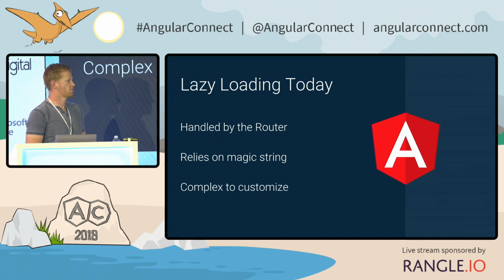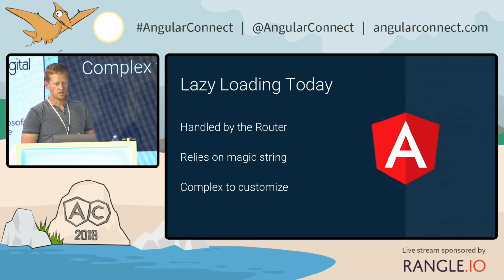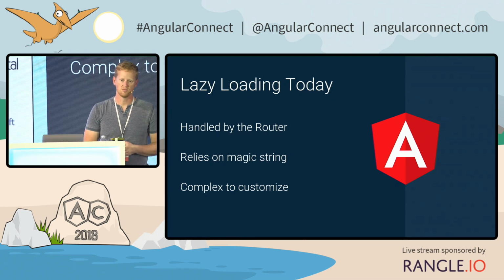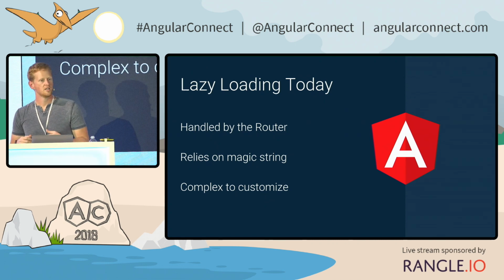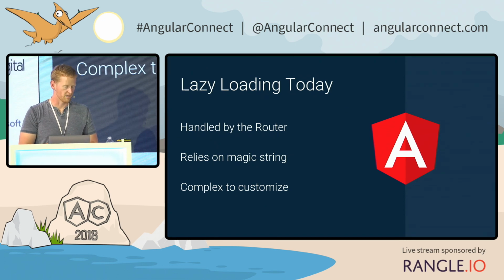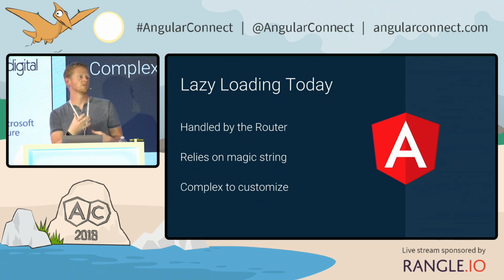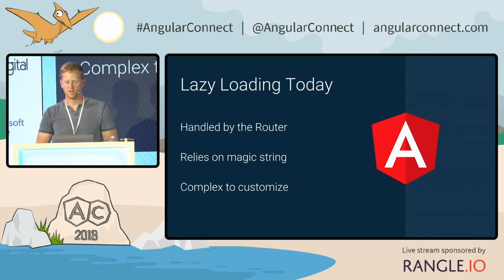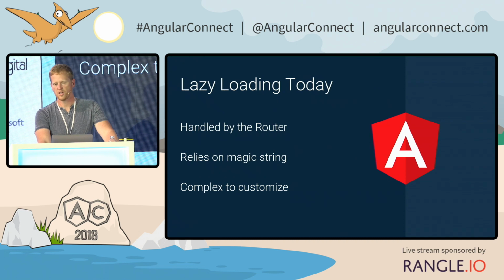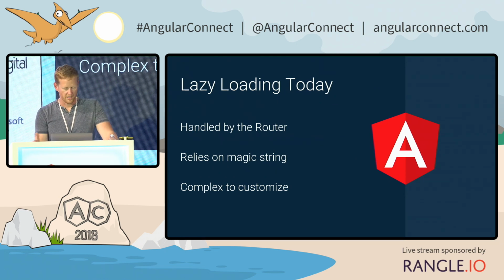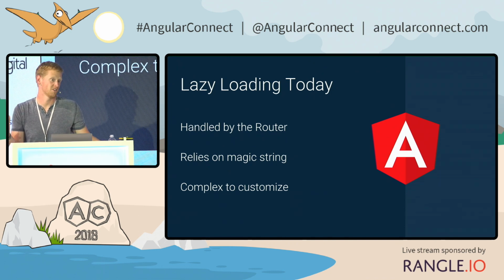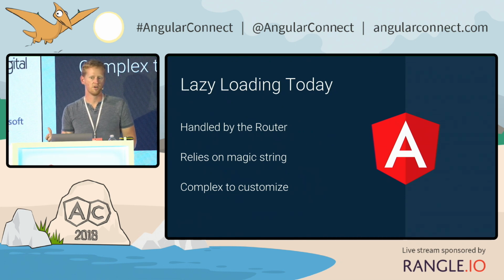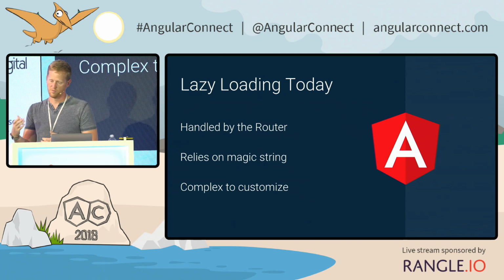So lazy loading today is handled by the router. We use this magic string, right? Load children, and that string is looked for by the compiler, and the code to do the lazy loading is output by the compiler. It's pretty complex to customize that process, and I actually had a slide of our documentation on it, but it was too small to show. We don't actually document very well how to customize it. Even if you wanted to, it's not documented very well how to do your own lazy loading implementation.